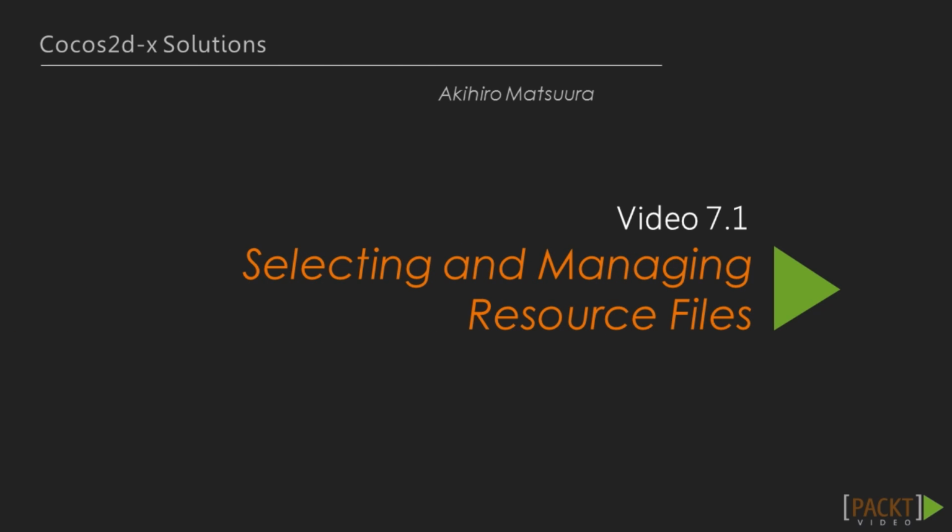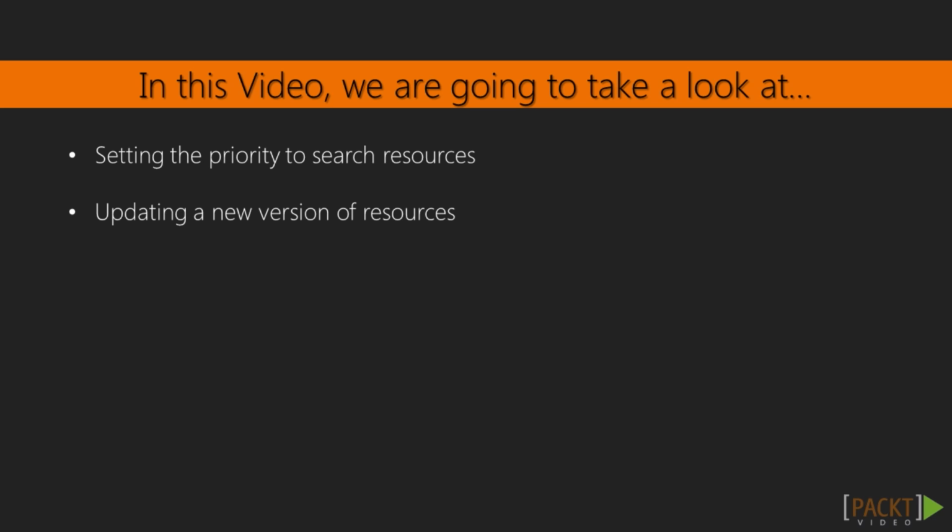Now we move on to the first video of the section, where we will be selecting and managing resource files. We will start off this video by setting the priority to search resources and later update its latest version. We will first see how to select the resource files. Your game has images of each resolution. For multi-resolution adaptation, if you have to find an image for each resolution, your application logic is very complicated.